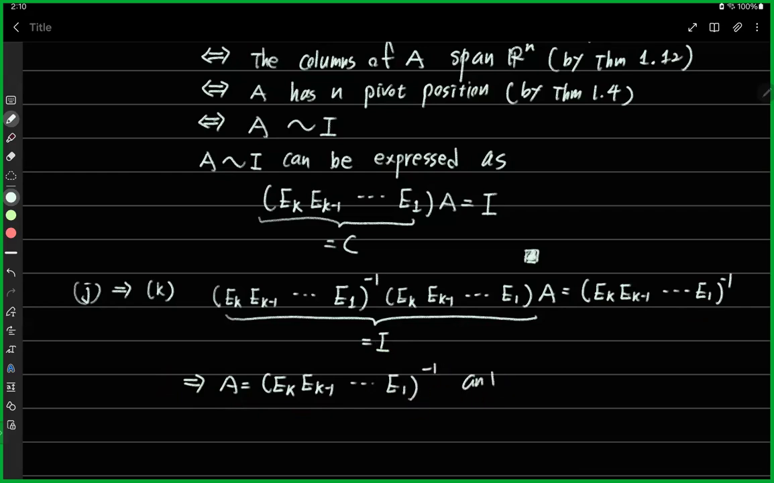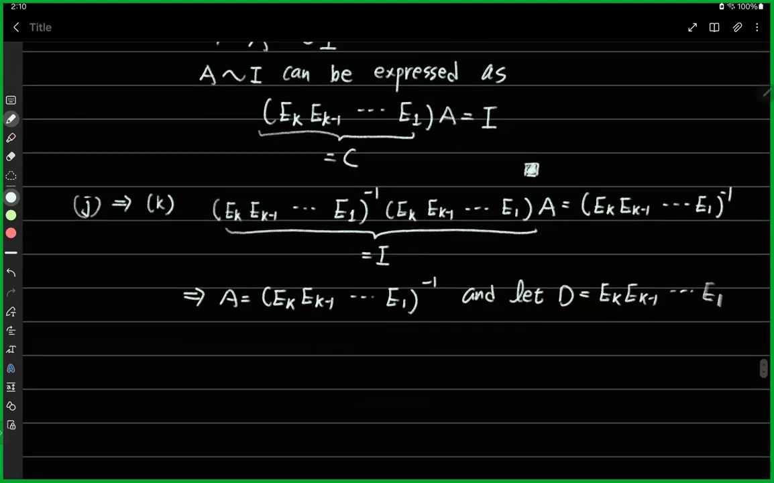So now what are you going to do? Actually, the purpose is done. Let's say D is equal to EK through EK minus 1 through E1. Then AD is I. Since A turns out to be this, when you multiply A by D on the right side, this will turn into what? The identity matrix, right? E1 inverse matrix in EK minus 1 through E1 is equal to I. Is it?